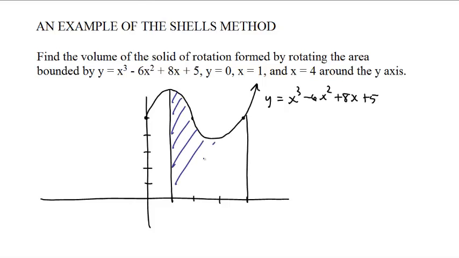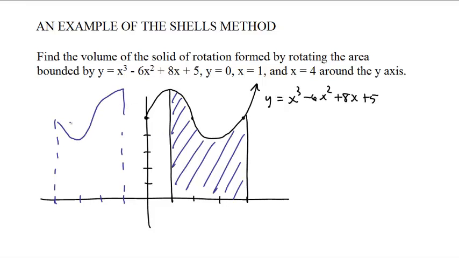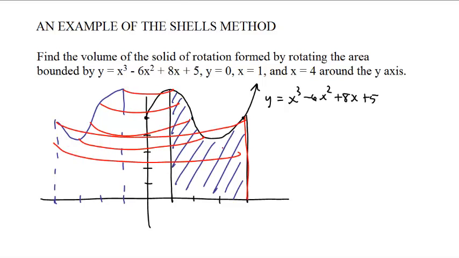Here is the area that we want to rotate. It's going to come 1, 2, 3, 4. It's going to go something like this. And what does it do? Like that. We're going to get some sort of object that looks like this. Again, it's not too different from this car part thing that I'm always thinking about.